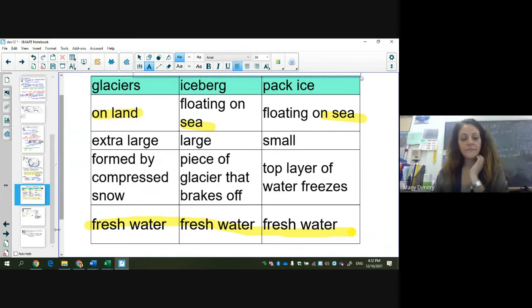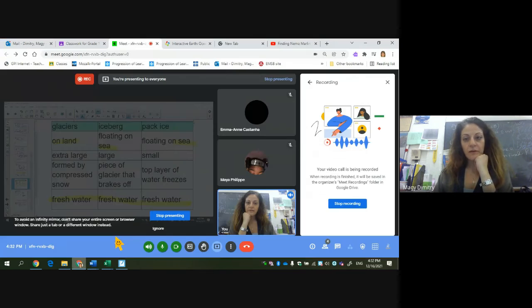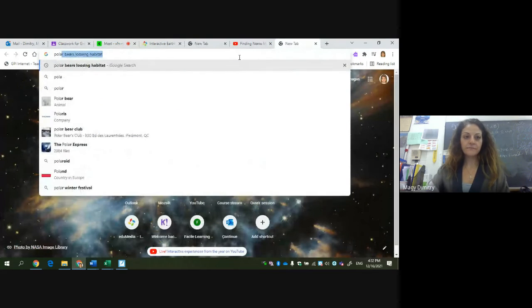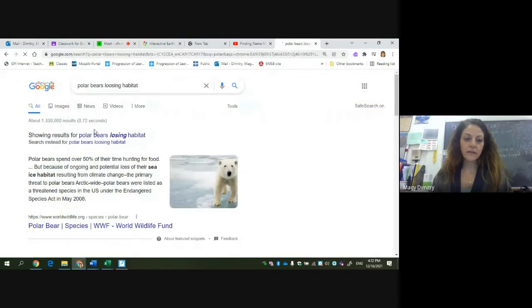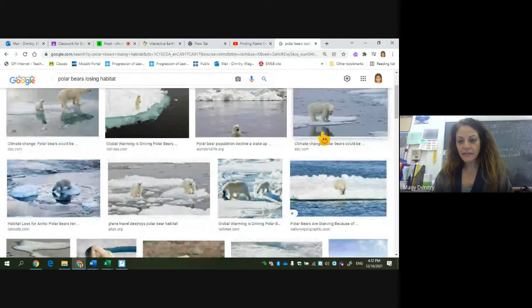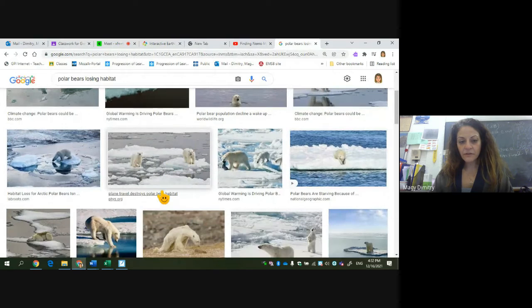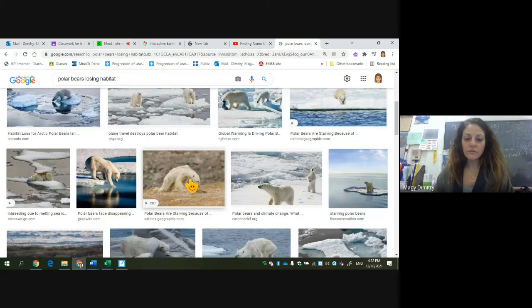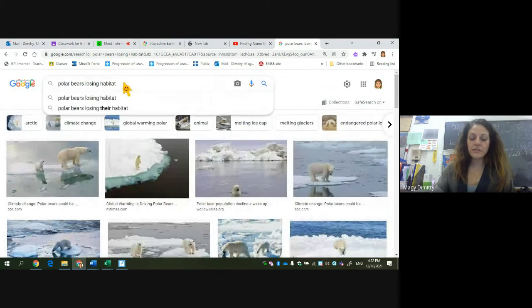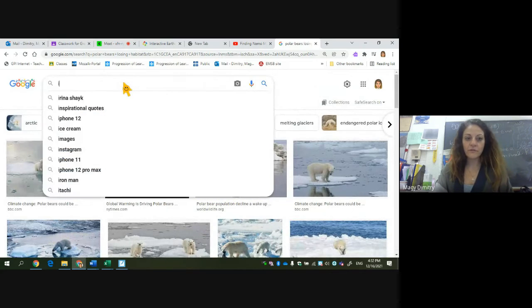For example, if I look at a polar bear affected by this, a polar bear losing habitat. If you look at their habitat, you see what he's standing on right here or here? These are all pack ice. So slabs of ice, as opposed to a glacier or an iceberg, which is a lot bigger.